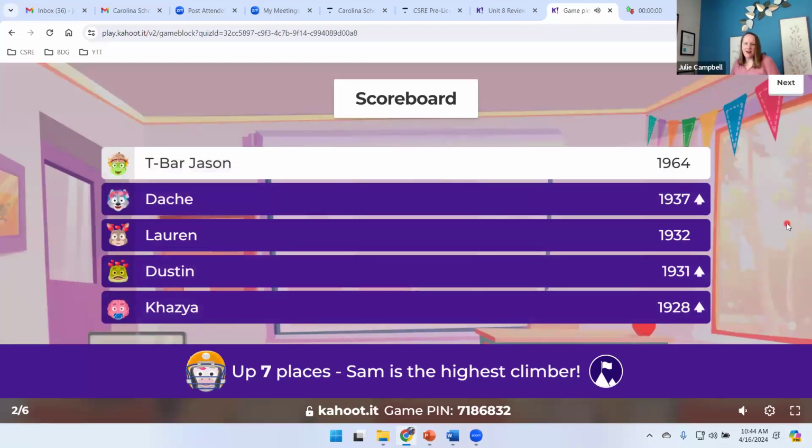T-Bar Jason still on top. Dayosh, Hope, followed by Lauren and Dustin's on the board. Kazia's on the board. Sam is our highest climber, up 7 places this round.